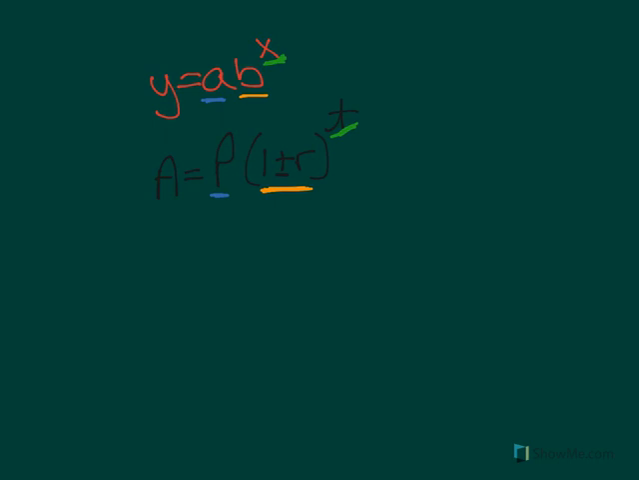So A is standing for the amount, and we're usually talking money if you're using this equation. So that's your final amount of money. P is your initial amount of money, or your principal. So your starting money. And the 1 plus r is still the growth or decay.